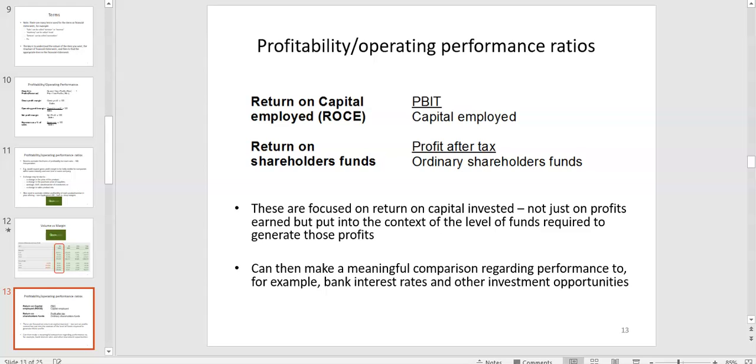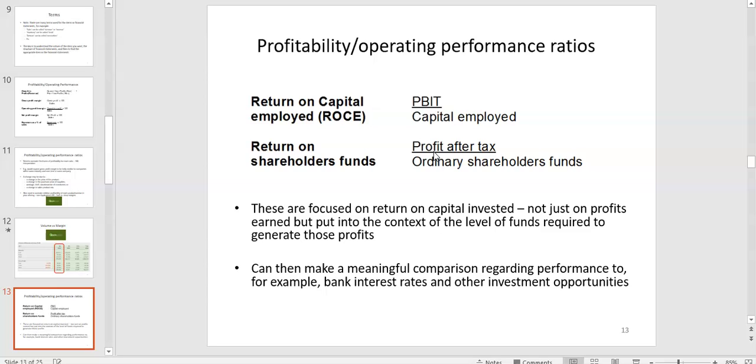In this recording, we're going to continue with the material we covered in week 6, finishing off profitability and starting to look at other aspects of ratio analysis as well. Where we finished up in week 6 of the live webinar was introducing the idea of looking at profitability relative to the capital employed in the business.